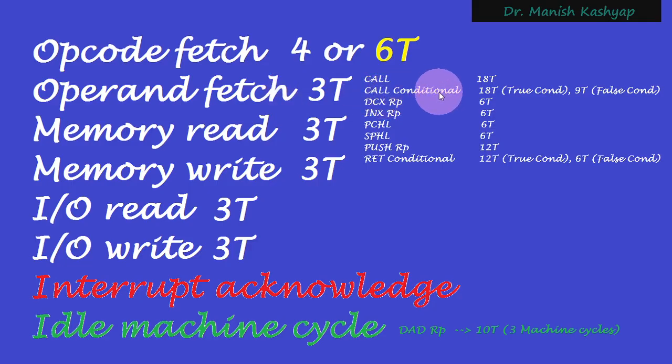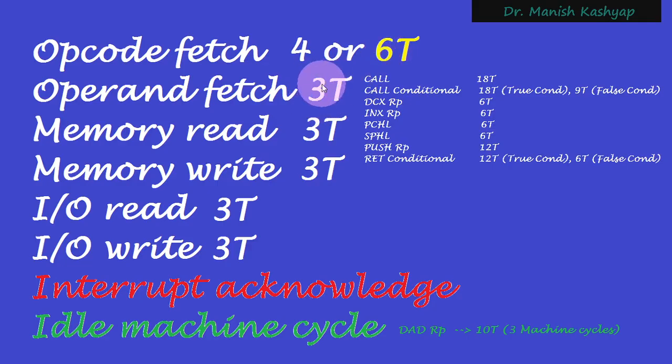And before jumping to that particular location where the subroutine is written, this will also access the stack, because 2 bytes of data have to be kept onto the stack. For keeping that data onto the stack, we know that we have 2 bytes, and we have already used 6 T states for opcode fetch, 3 T states for 1 byte fetch, and another 3 T states for another byte fetch.